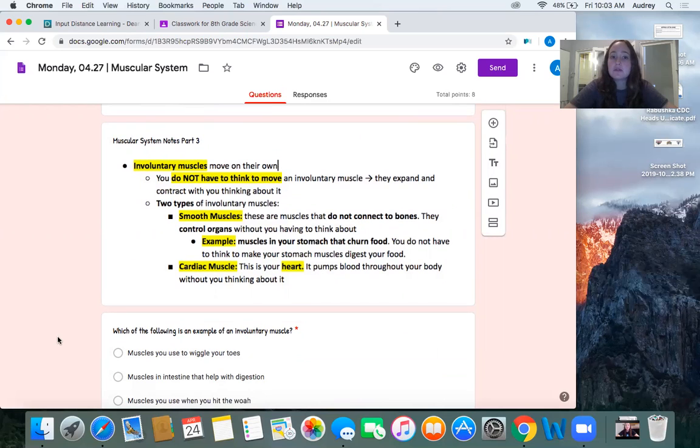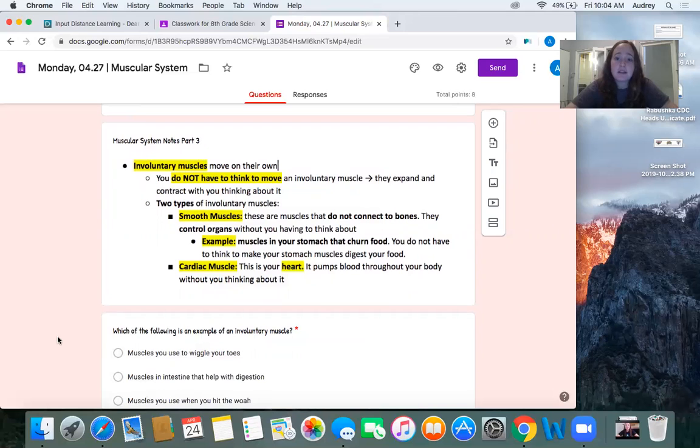Involuntary muscles move on their own. You do not have to think to move an involuntary muscle. They expand and contract, it should say, without you thinking about that. There are two types of involuntary muscles. Smooth muscles, these are muscles that do not connect to bones. They control organs without you having to think about it. For example, muscles in your stomach that churn food. So you don't have to think to make your stomach muscles digest your food.